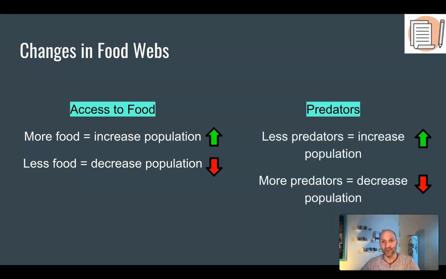There can also be changes to the number of predators. If there are less predators, well then a population can grow. If there's less things eating a population, well then that population can get larger. The flip is also true. If there's all of a sudden more predators, well then the population being eaten will get smaller.